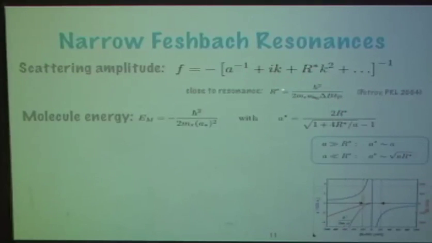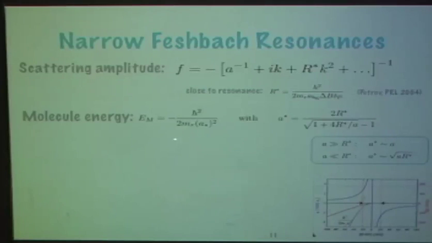Close to resonance, this parameter R star can be written in this form. It's proportional to 1 over a background times delta V delta mu. So you can see immediately that when the width of the Feshbach resonance in magnetic field is small, this will yield a narrow Feshbach resonance. Or at least when this factor is large, this will yield a narrow Feshbach resonance.